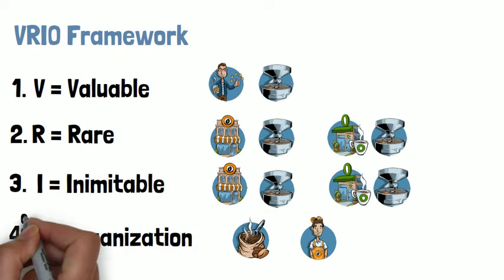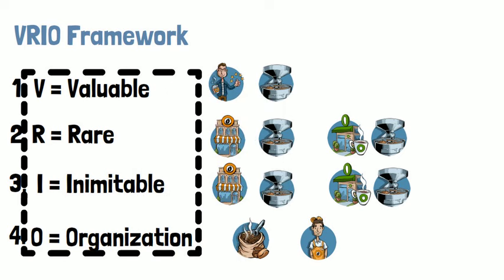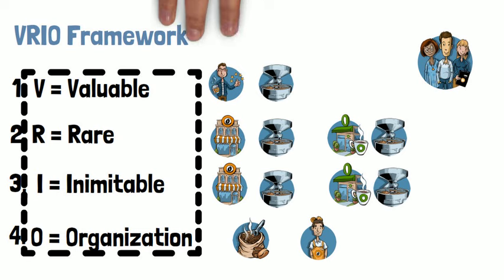Only when a resource satisfies all the four conditions of the VRIO can it deliver a sustainable competitive advantage for your company. Using the VRIO framework, managers should analyze their resources and capabilities the whole time and take appropriate action to make sure they stay ahead of the competition.